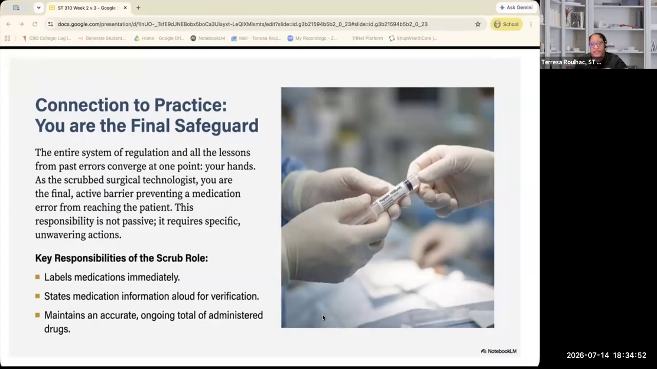I'd like you to begin thinking of yourself this way. Every label that you read, every medication that you verify, every question you ask for clarification is just another opportunity to help protect your patient. So, which of these responsibilities do you think requires the greatest attention to detail? There are no wrong answers. I'm just curious as to what you think.